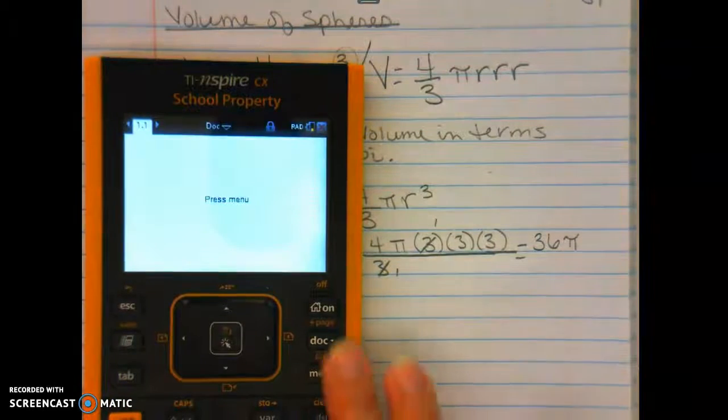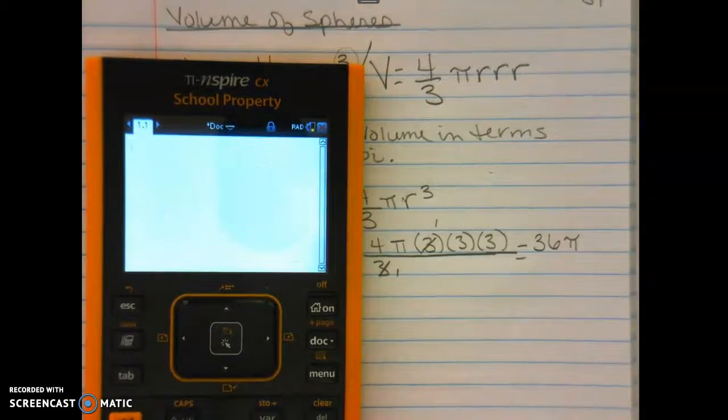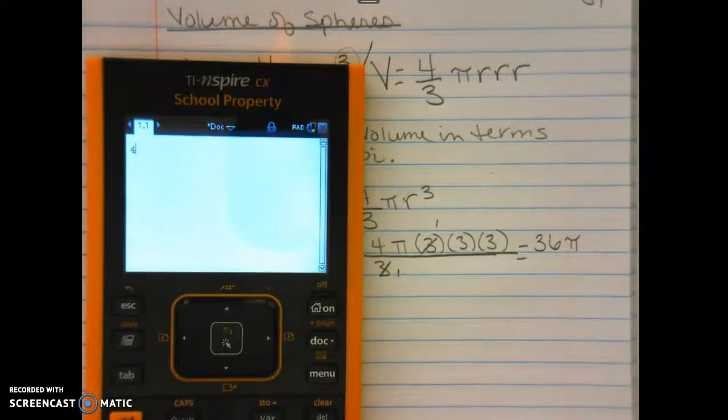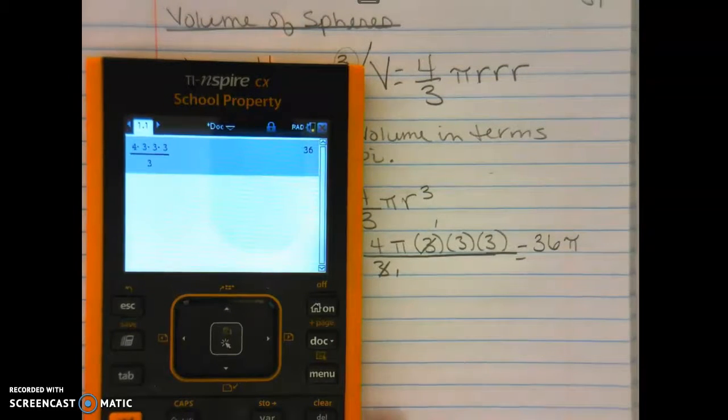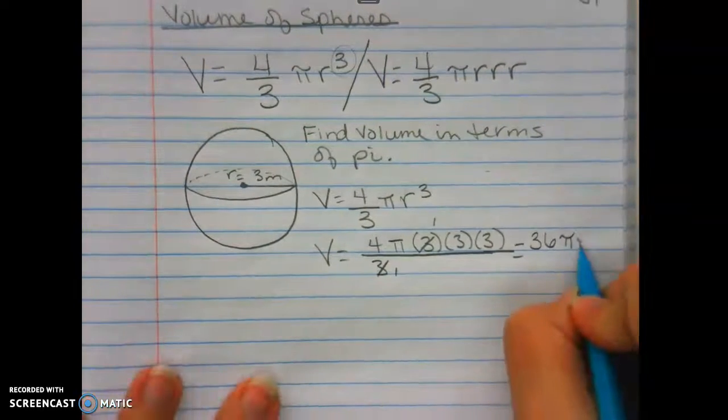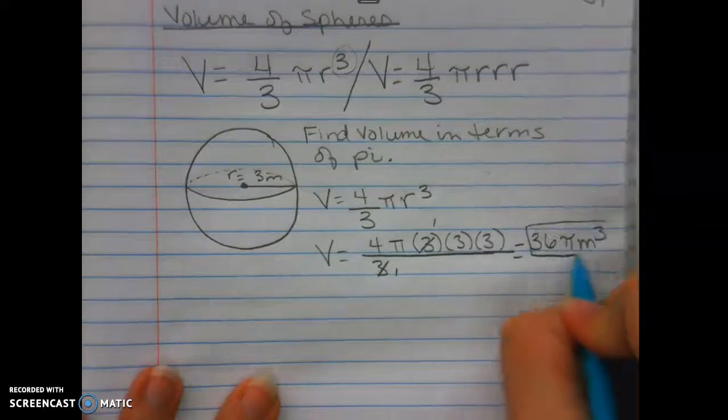Now, if you don't believe me, you can always go to your calculator. My calculator is slightly different, but that's okay. We can say 4 times 3 times 3 times 3 divided by 3, still 36. We're good to go. 36 pi, and this is meters cubed. That would be our volume.